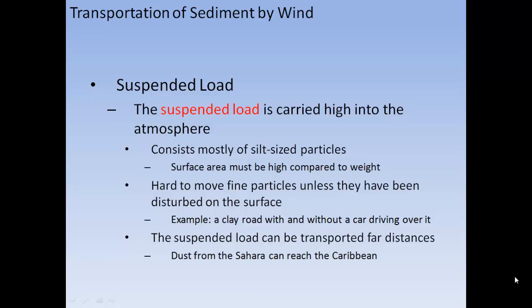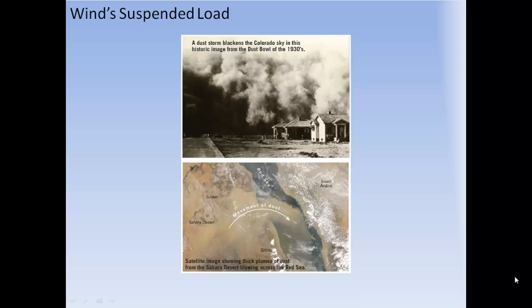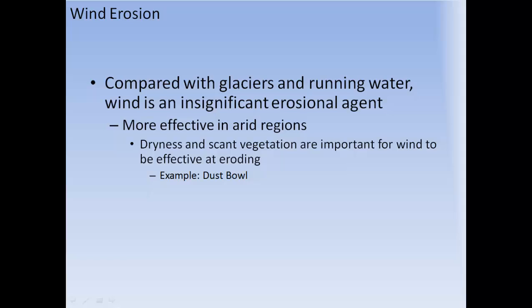The suspended load can be transported far distances. Dust from the Sahara can reach the Caribbean. Here's a dust storm that blackens the Colorado sky in the Dust Bowl in the 1930s. So this dust can move quite far. Here's the Sahara Desert, and Saudi Arabia here. That dust can actually be carried by wind across the Red Sea.